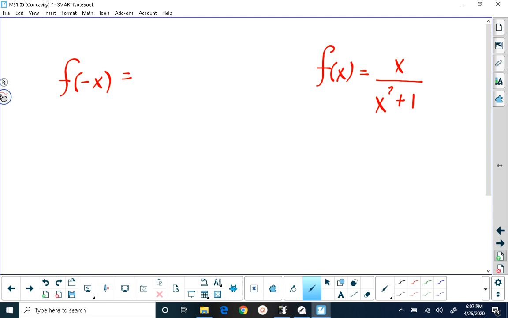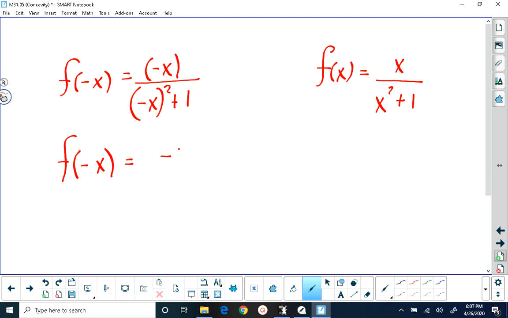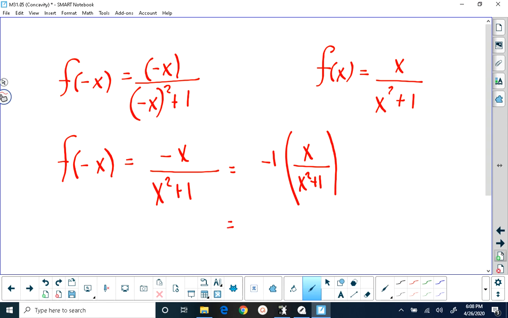f of negative x is found by replacing x in the original function with negative x and then simplifying. If we simplify f of negative x here, we get negative x on the top and positive x squared plus 1 on the bottom, and that's equal to negative 1 multiplied by x over x squared plus 1, which is equal to negative 1 multiplied by f of x, and that means that the symmetry is odd. So we can add that to our list.